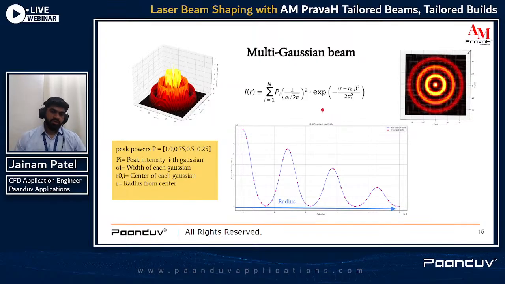Multi-Gaussian beam. In the multi-Gaussian beam, the center part is clearly a Gaussian beam, and away from it the user can create any number of ring shape beams around that. I have created three rings. In the center peak part I have given an intensity of 100%. Then for the next ring shapes I gave 75%, 50%, and then 25%. The user can create any number of rings using the AM PravaH software.